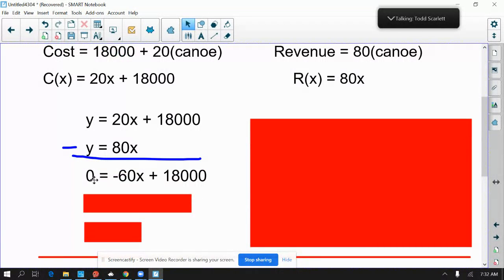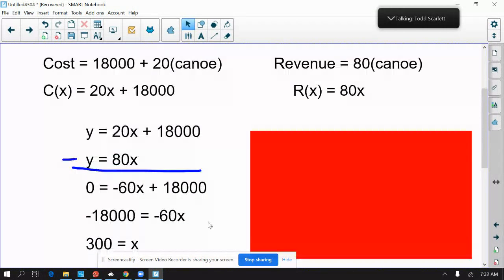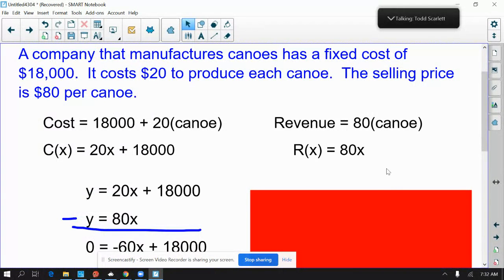And now you've got one equation and one variable. So now there's a lot of hope that we can solve it. And you're two steps away, right? Subtract 18,000, divide by negative 60, you get 300. But what does that mean? x equals 300. Remember, x represented how many canoes that they made and sold.